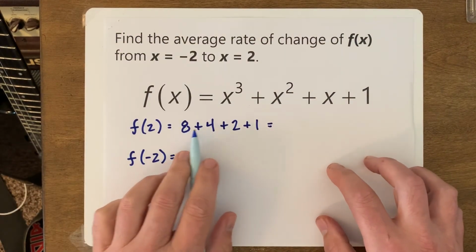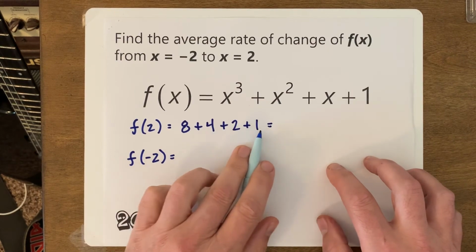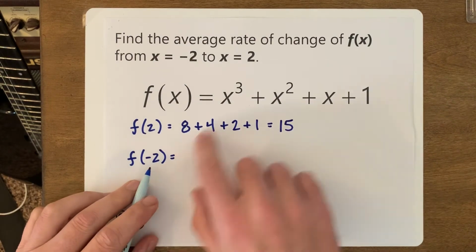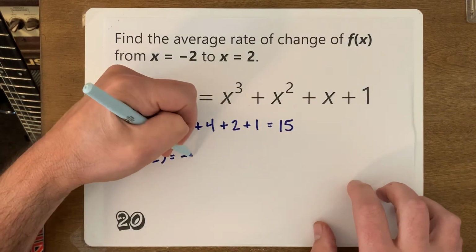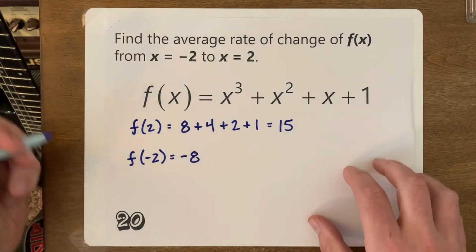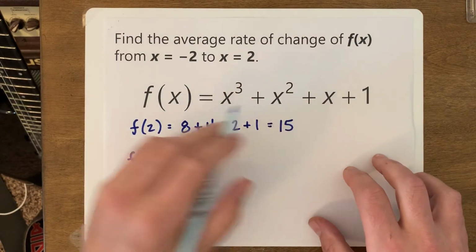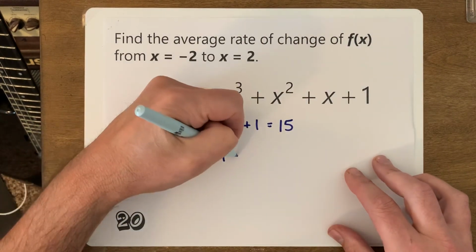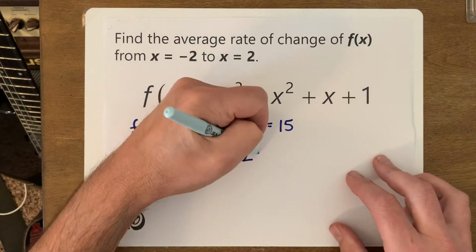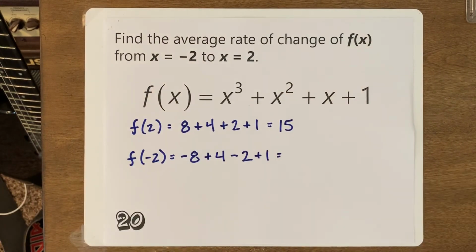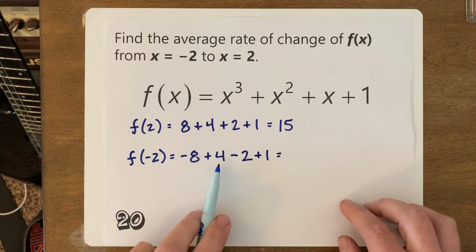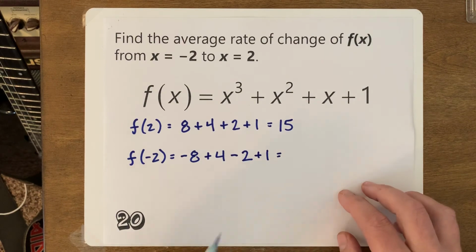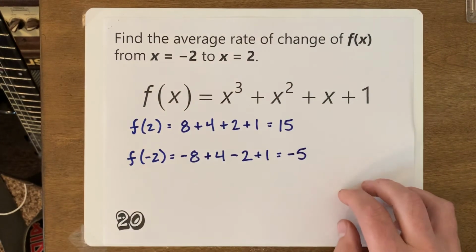All right, 8 and 4 make 12, 13, 14, 15. Okay, now let's do negative 2. Negative 2 cubed is actually going to be negative 8 because you get that extra negative when you cube it. Then negative 2 squared is positive 4, so plus 4. Negative 2 plugged in for that x right there would be a negative 2, and then you got your 1 at the end. So how's this going to shake out? Negative 8 and 4 make negative 4. Minus another 2 would be negative 6, plus 1 would actually be negative 5.